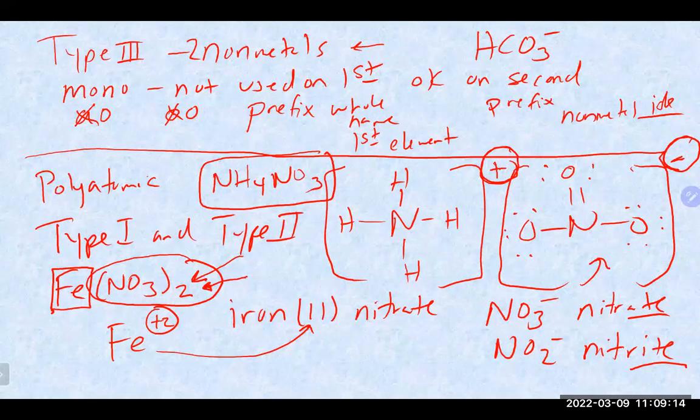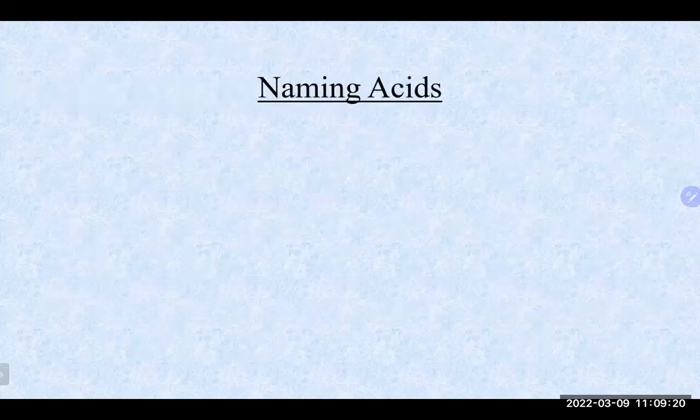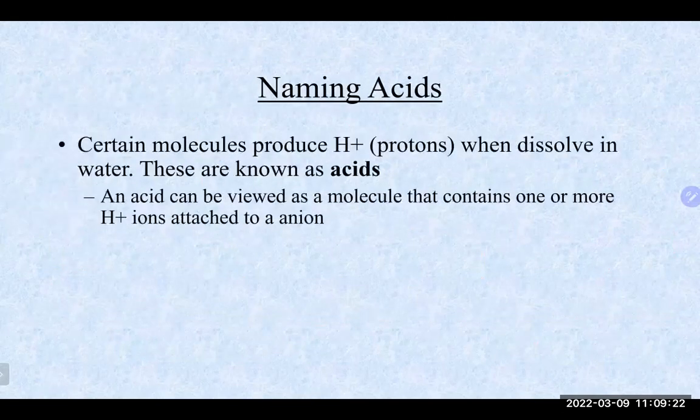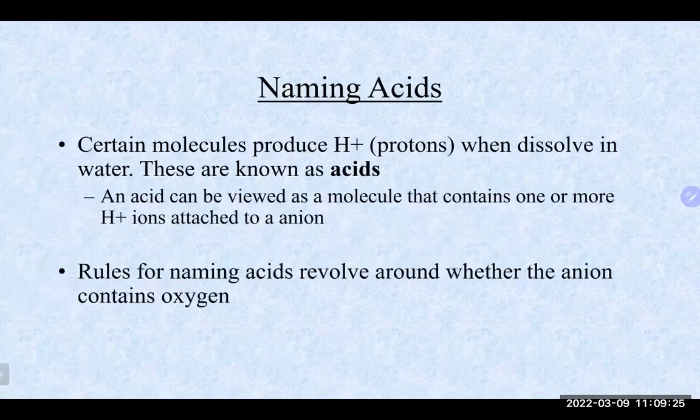Any questions on that stuff that we talked about last time? Okay, so last couple of things in terms of naming we're going to talk about. The first one is how you name acids. So let's first talk a little bit about acids.